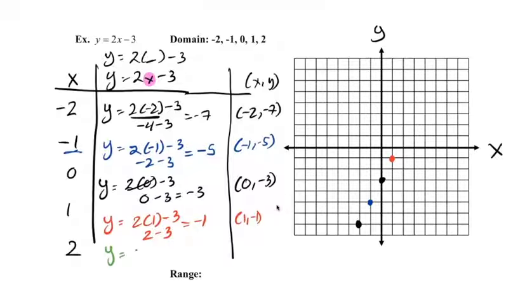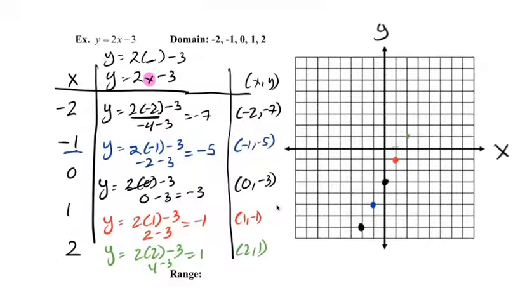Okay, last one there. 2. So y equals 2 times 2 minus 3. So 4 minus 3 is 1. And we get 2 and 1. So 2, 1 right there. Now, that way of doing it is a little cumbersome, but it always works. Even when we get to higher math and you're not sure what a graph looks like, we just plug in points just like your calculator does.